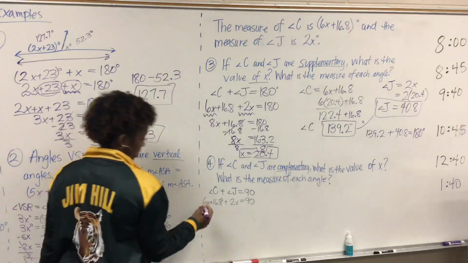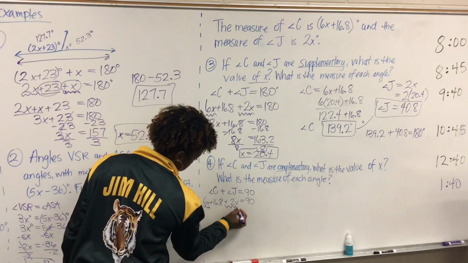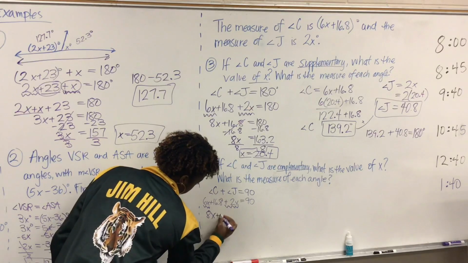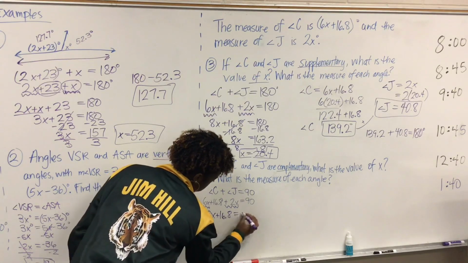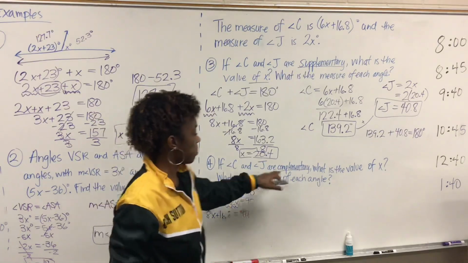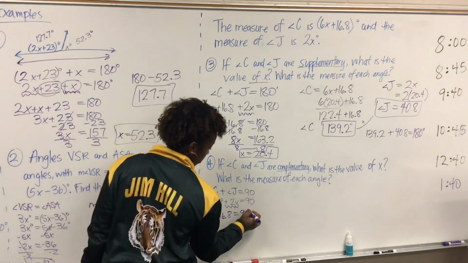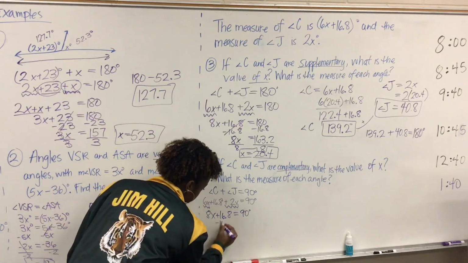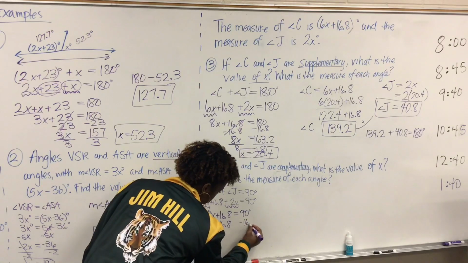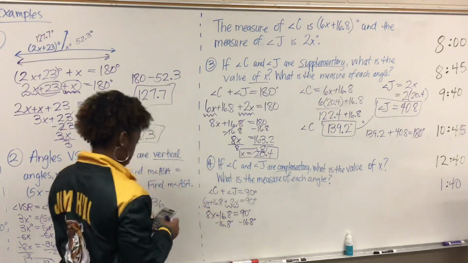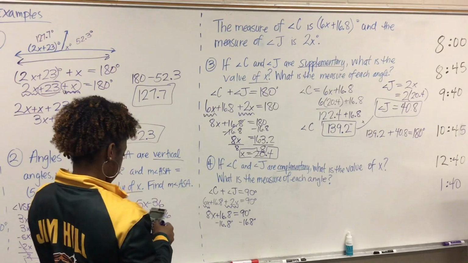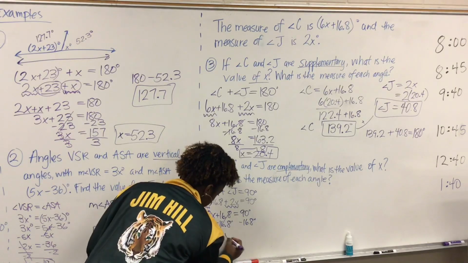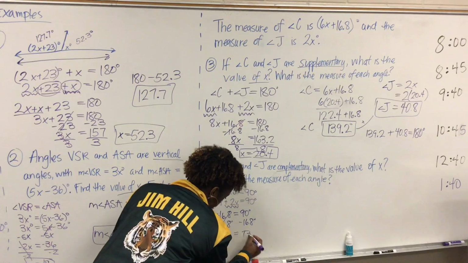Just as up here, I'm going to combine my like terms. This is 6x plus 2x, which is 8x, plus 16.8 equals 90. Do not put 180. These are complementary, so they equal 90 degrees. If I subtract 16.8 on both sides, I get 73.2. This cancels out. 8x equals 73.2.